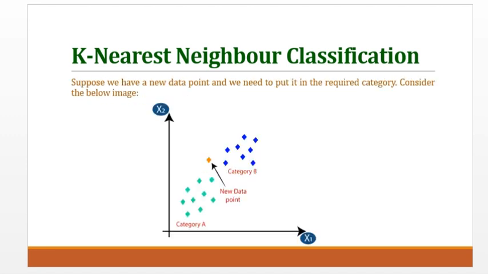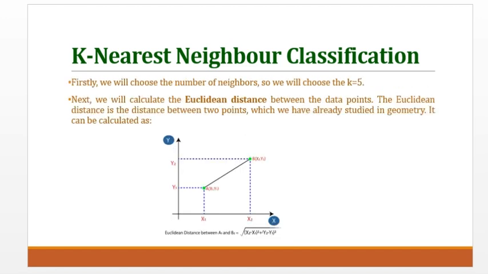Now suppose we have a new data point and we have to put it in a category. The first step is to choose the number of neighbors. We select the number of neighbors to consider during the classification. For this you can start with k equal to 3 or k equal to 5. Now what is the impact of k? If the k value is small, it can lead to overfitting, and if the k value is larger, it might smooth out the entire decision boundary, causing underfitting. So in general cases we'll choose k equal to 5.